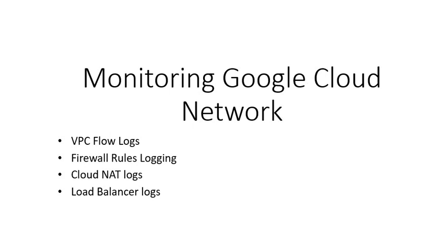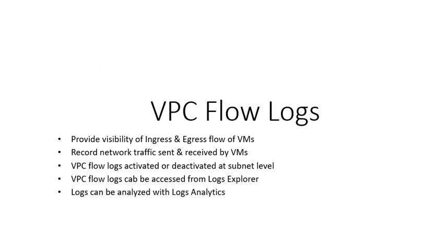So what are the options available in Google Cloud Network to monitor? There are VPC flow logs, firewall rules logging, Cloud NAT logs, load balancer logs. These are the most important four logs that you can set up to monitor your GCP network. Apart from this, there is also packet mirroring. There is also a Network Intelligence Center where you can see everything related to what is happening on your GCP. So let's discuss VPC flow logs first.